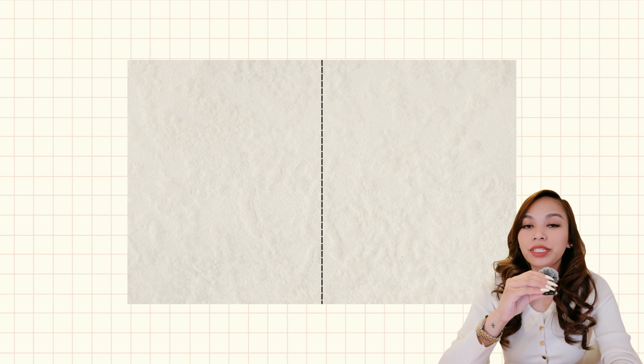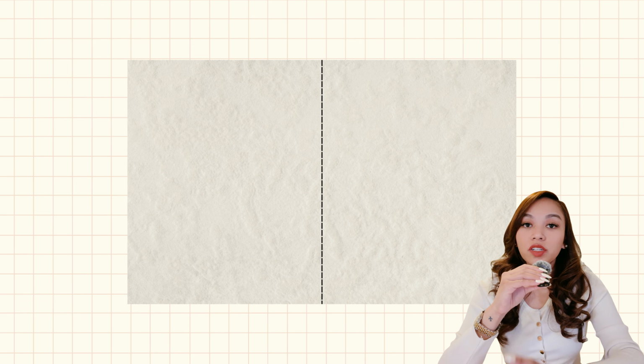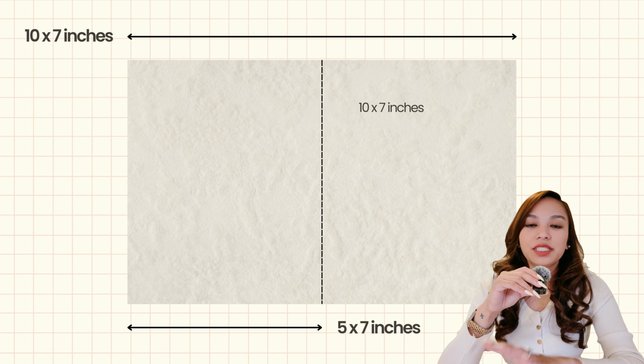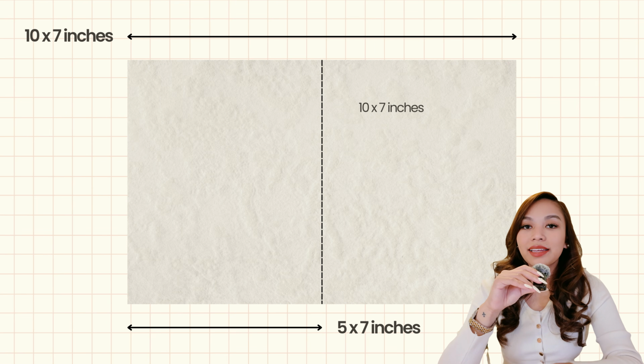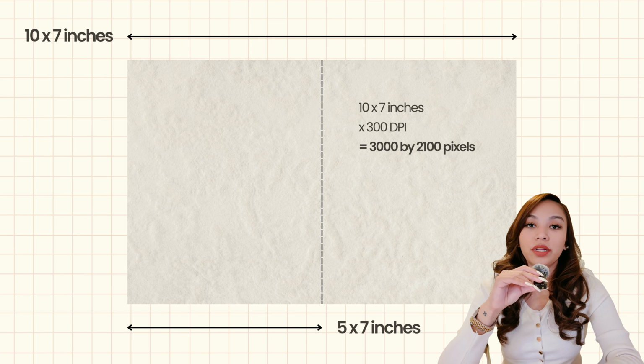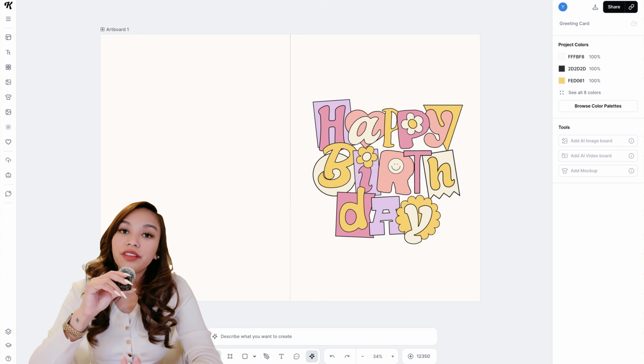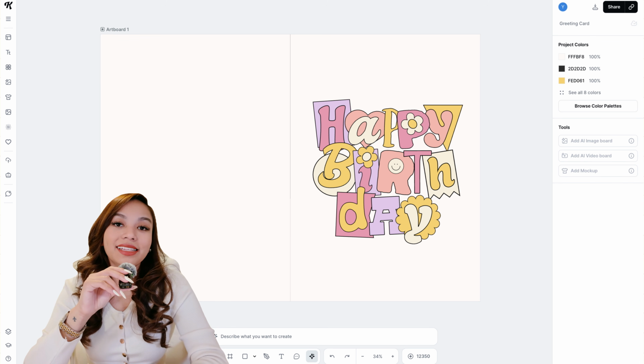Greeting cards are usually printed and folded in half, which means the final card becomes 5 by 7 inches. So the full design canvas before folding is 10 by 7 inches. Since we want this to print in high quality, we designed it at 300 dpi, which gives us a canvas size of 3000 by 2100 pixels. For this greeting card, there are going to be 2 pages, one for the front and back cover, and one for the inside of the card.